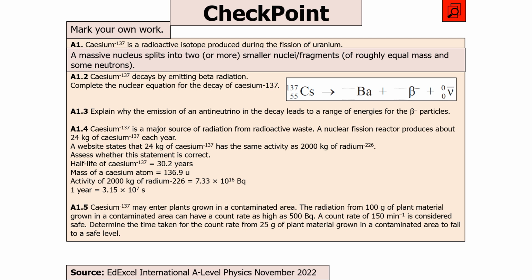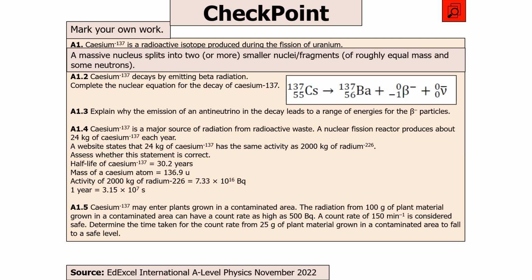Now in this particular equation, you can see that the cesium is 135 55, the barium's gone up by 1 proton, so it's 56. You then have your beta minus as 0 and minus 1, and your antineutrino is 0 0. It has no charge, so all the values are conserved.